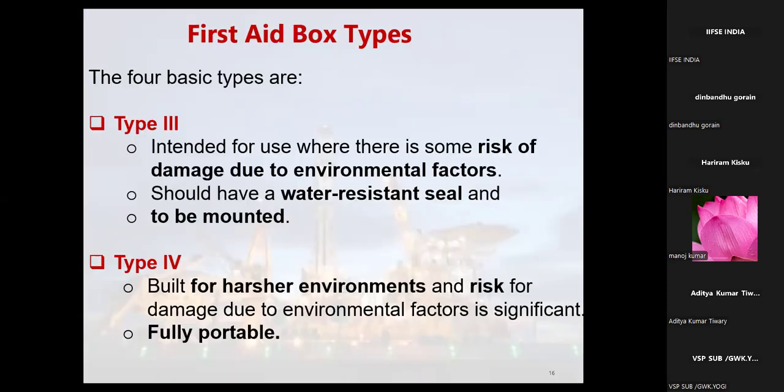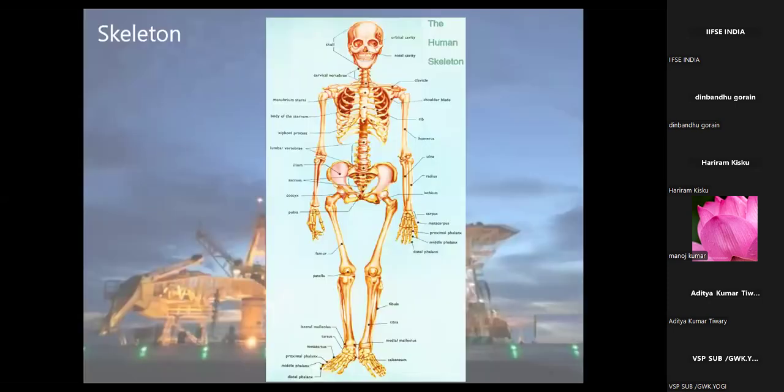So before I go on, I'll just have a brush up of the different types of human systems, because without knowing briefly what the human system is, I don't think it is possible for any first aider to take part in first aid. So here, this is the general human skeleton. Now, how many bones are there?